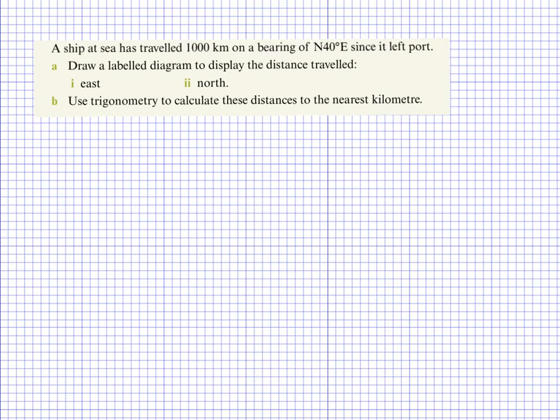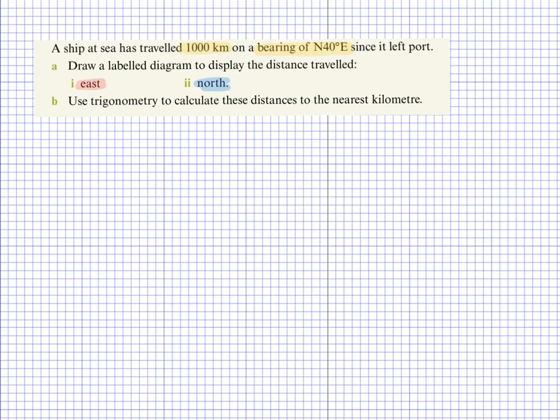Again, we're going to highlight the key information. A ship at sea has travelled 1,000 kilometres on a bearing of north 40 degrees east since it left its port. Draw a labelled diagram to display the distance travelled east and the distance travelled north. Then use trigonometry to calculate these distances. Okay, so we're going to start with drawing the port. Now recognising that we've gone northeast.